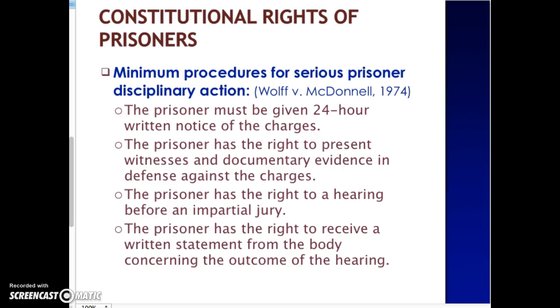The prisoner has a right to a hearing before an impartial jury. In this case, it's a panel, not necessarily a jury. Usually they have a right to appeal to someone within the institution. There's no jury involved here. The prisoner has a right to receive a written statement from the body concerning the outcome of the hearing. So what happens on an appeal?